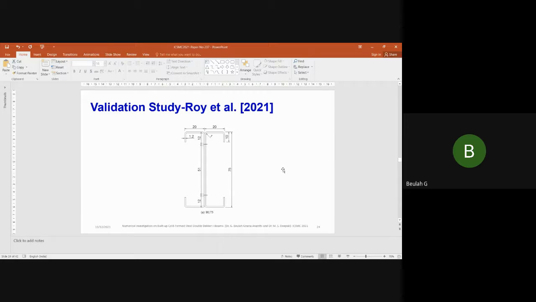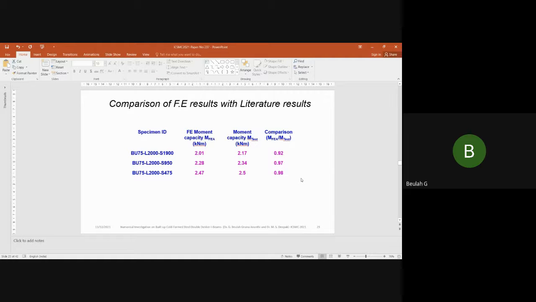And for the validation study, as I've told you, the Roy et al. 2 channels back-to-back section was taken as the reference, and I have validated the pattern in which the failure happens. An experiment was conducted by those researchers, and using those test results, I have validated in the finite element Abaqus modeling, and the comparison shows almost it is nearer to 1. So the pattern in which the modeling could be done for this double decker I-beam and the loading pattern, etc., was taken up from the validated study which was done.